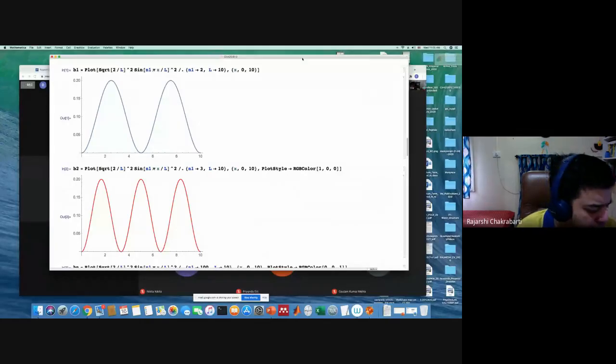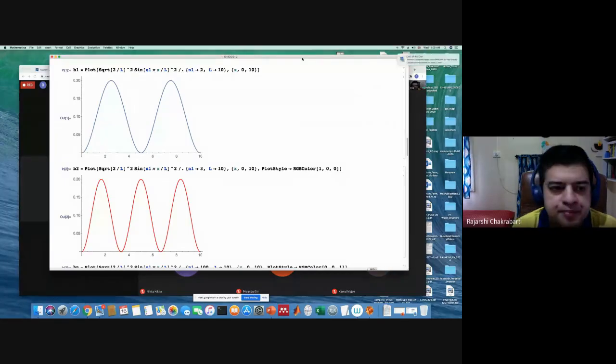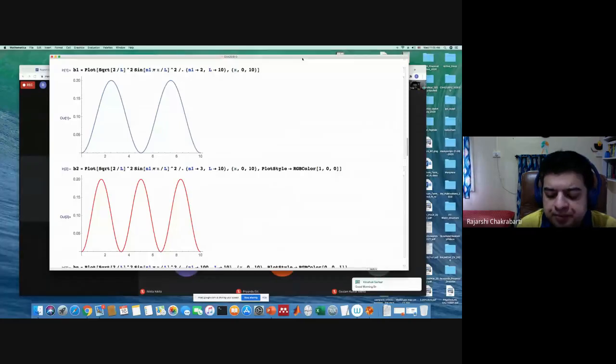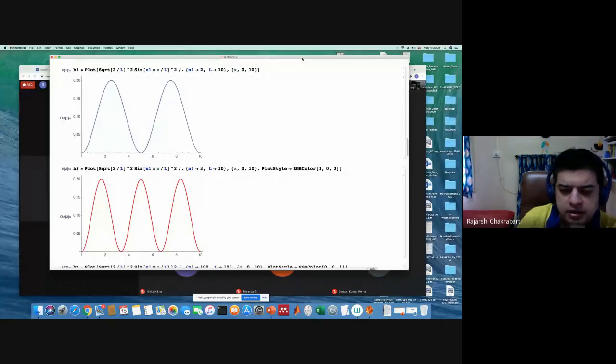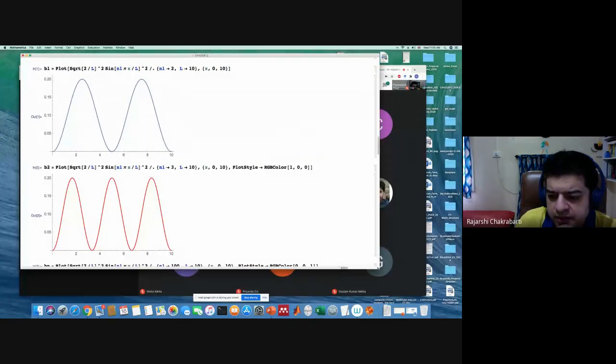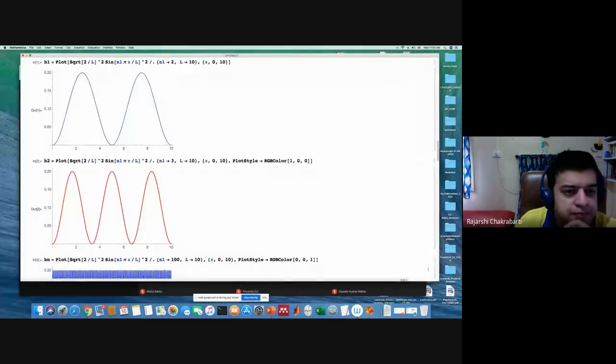The most important problem in chemistry, that is the hydrogen atom problem. But before we start, I must spend some time on the particle in a box. Can you see the file which I have here? Can you see the plots?